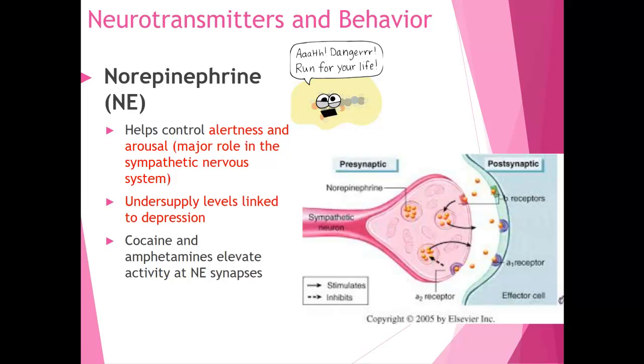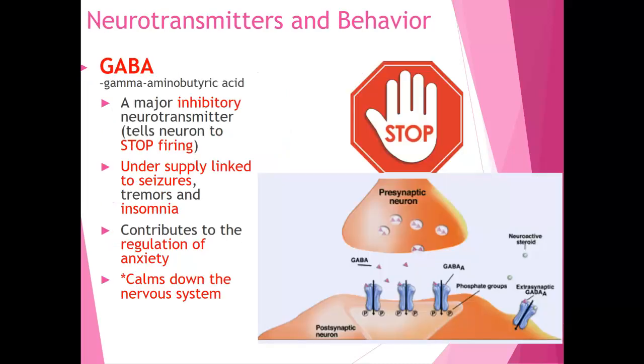Let's see. Norepinephrine is our fight or flight one. It acts the same way as adrenaline. So it alerts the body. It boosts the fight or flight sympathetic nervous system. Undersupply is linked to depression. Too much norepinephrine is related to anxiety. You're always on alert with anxiety. GABA is an inhibitory one. It calms you down.